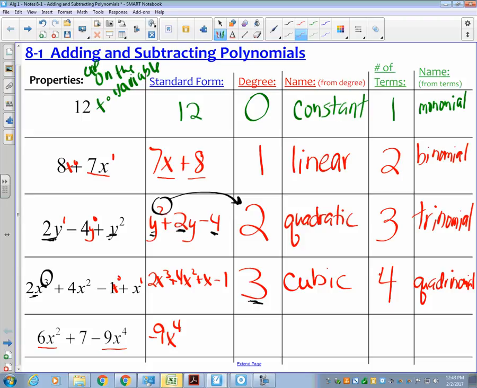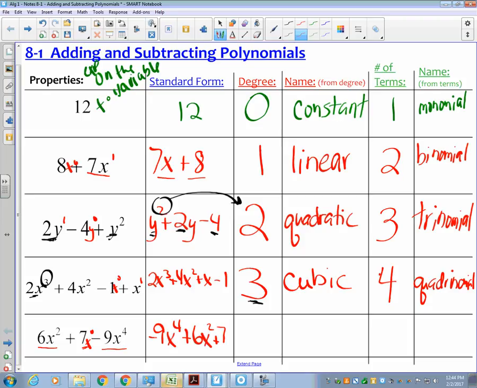So the next one that comes up, because this one has an x to the 0, the next highest is 6x squared. And it is positive. The last one is the plus 7. So when you're ordering them, numbers by themselves will always be on the end. The higher the exponent, the more in front you are.